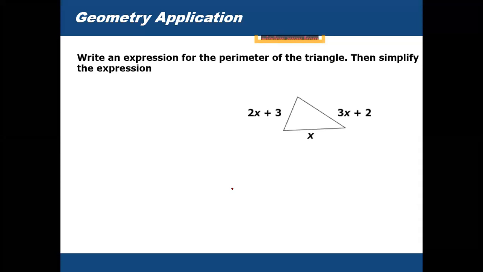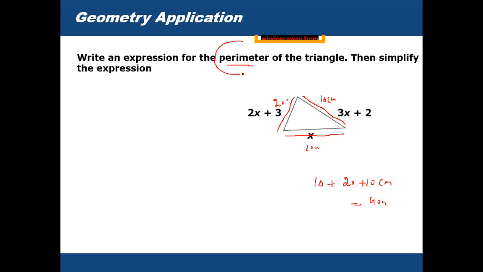Geometry application, like if sides are given, you know the perimeter. What is the perimeter of a triangle? This boundary line is called the perimeter of a triangle. This side, then this side, and this side. For example, if this one is 10 centimeters, this one is 20 centimeters, and this one is 10 centimeters, what is the perimeter? Add all these. 10 plus 20 plus 10 equals 40 centimeters, the perimeter of the triangle.